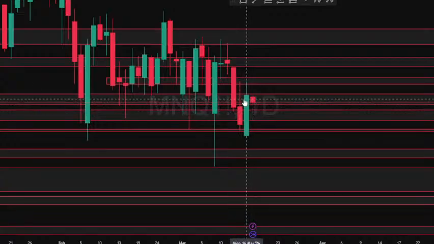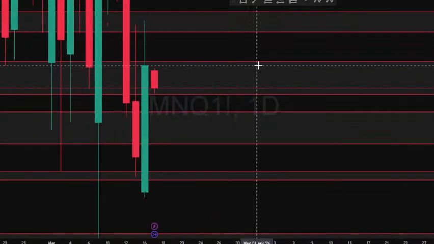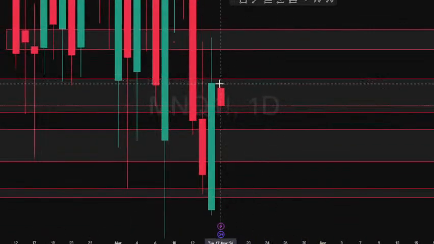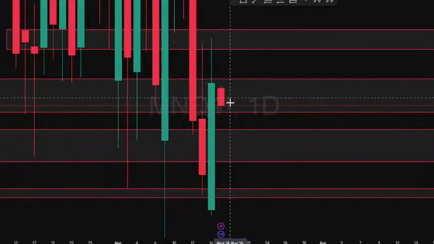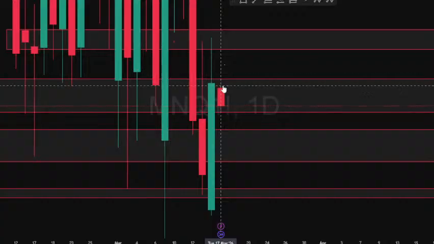We got a green candle just like with SPY and QQQ. Got a green candle. Failed to close above this daily gap at 24,904. So what do I expect? Some type of pullback before trying to retest it. Don't necessarily mean it got to go to the bottom of the gap, but at least a pullback before retesting that high.